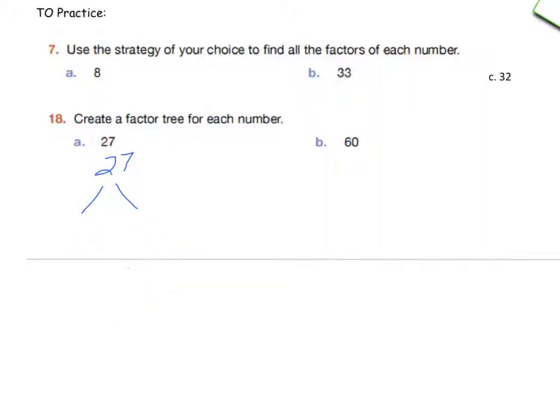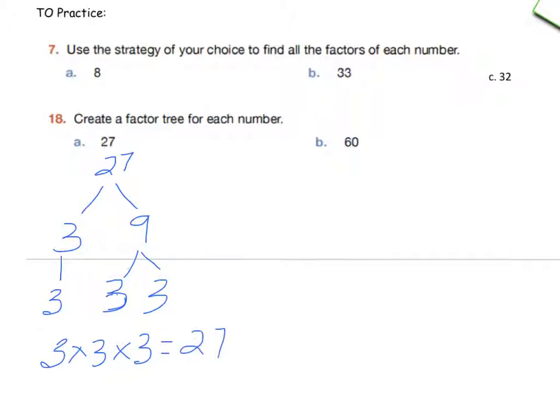So I need something times something that is 27. Well, I know 3 times 9 is 27. So I'm going to start with those. 3 is already prime, so I can just bring it down. 9 is something times something, and it's not 1 times something, it has to be something different. Well, I know 3 times 3 is 9. Sorry. So, and now 3 and 3 and 3, they're all prime numbers. I've got all prime numbers. I'm done. 3 times 3 times 3 equals 27. That is showing it as a product of prime factors.